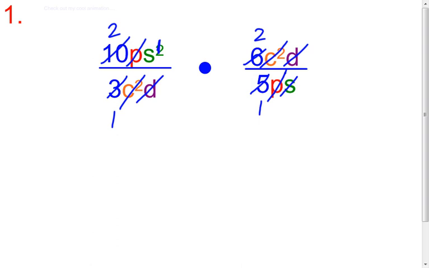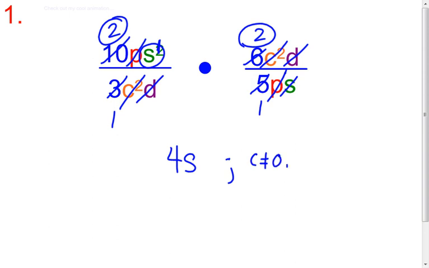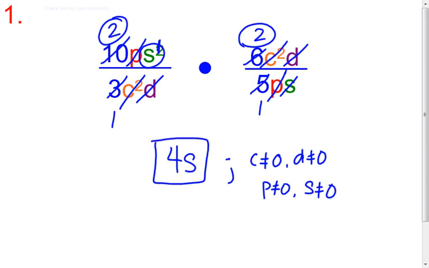So on top of that, all that mess, we have a 2 here. We have this 1s left. And we have a 2 here. So 2 times 2 is 4. And then we have an s. On the bottom, everything is gone except for the 1s, and I do not need to write 1 in the denominator. And then you need to remember that c couldn't be 0, and d couldn't be 0, and p couldn't be 0, and neither could s. So that's what that looks like. And I really should have that boxed in with it.